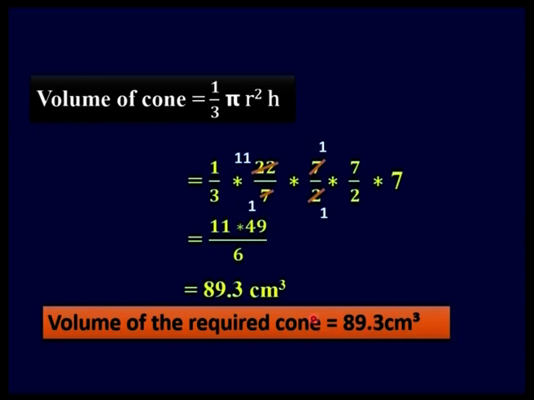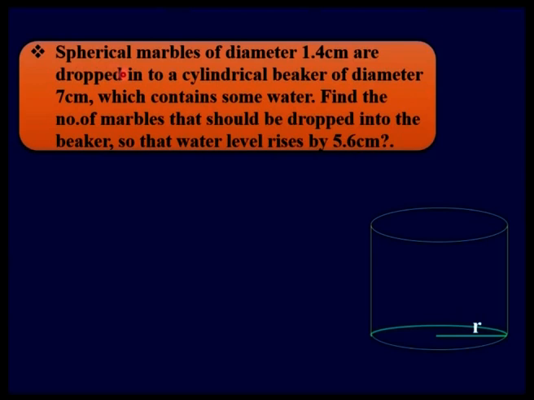Let's solve one more problem. Children, read the question carefully and try to collect the clues. Spherical marbles of diameter 1.4 centimeter are dropped into a cylindrical beaker of diameter 7 centimeter which contains some water. Find the number of marbles that should be dropped into the beaker so that the water level raise by 5.6 centimeter. So children, this is a empty beaker and it contains some water.